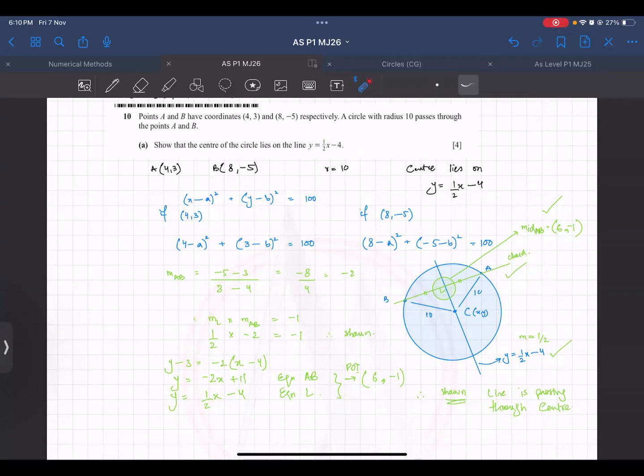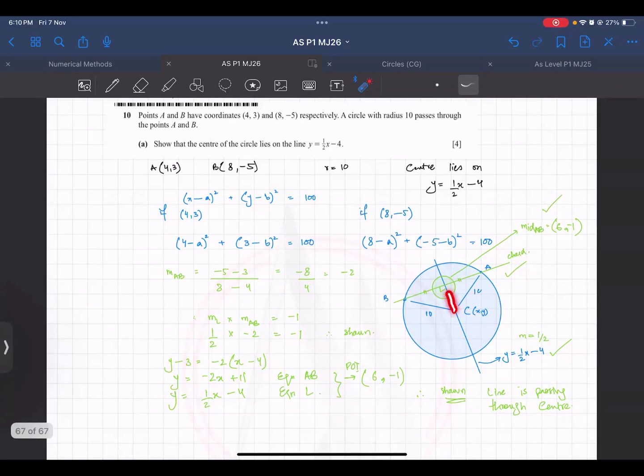So first of all, what I did was I tried to use this property, which is the property when you have this chord and the line that is passing through the center and crossing the chord, it intersects perpendicularly and bisects it also. This is the property, right? A line from the center to the chord perpendicular bisects it. This is the property, and I'm trying to show that if this property is shown, then definitely the line is passing through the center.